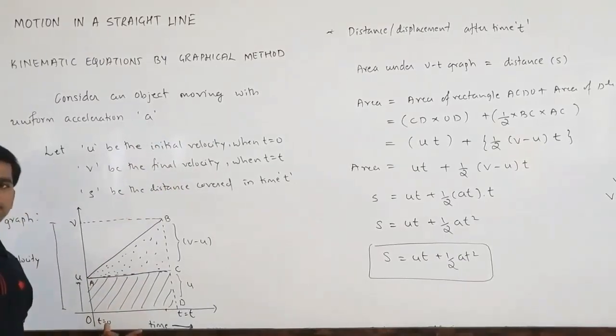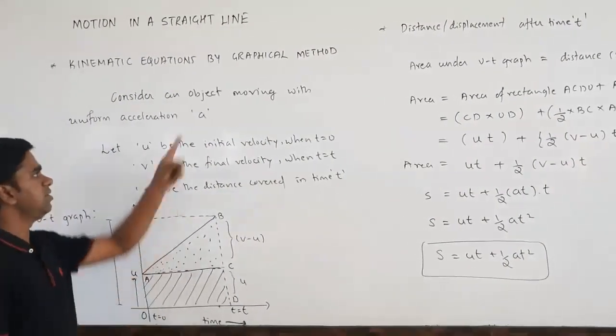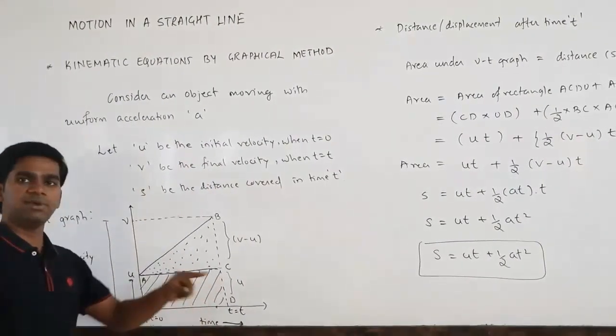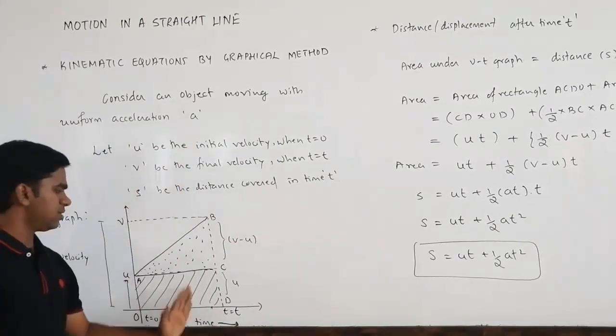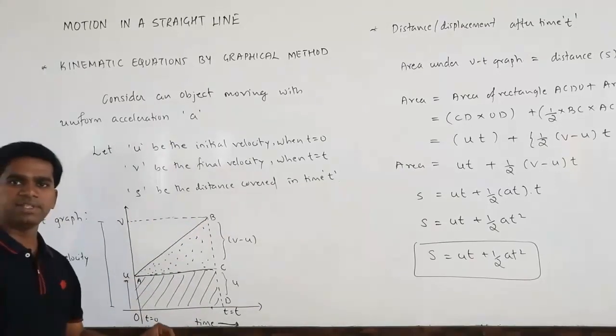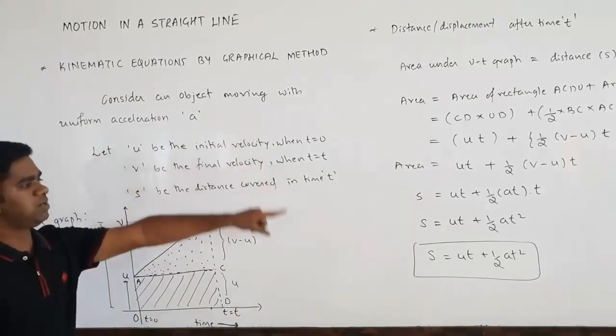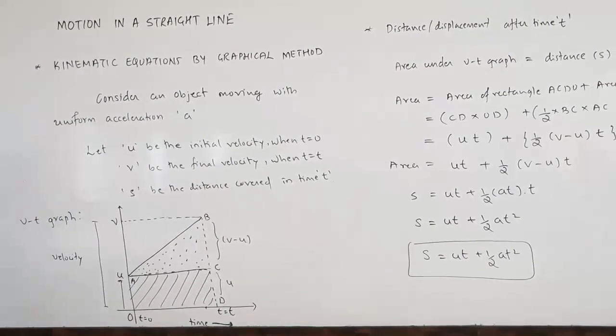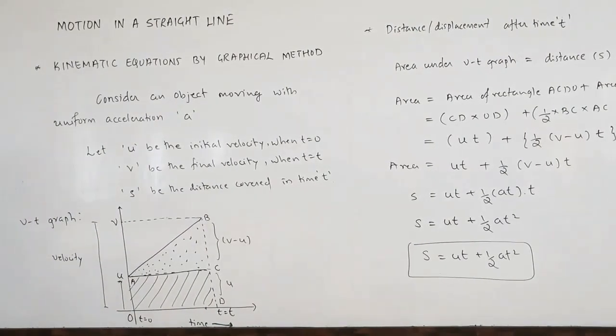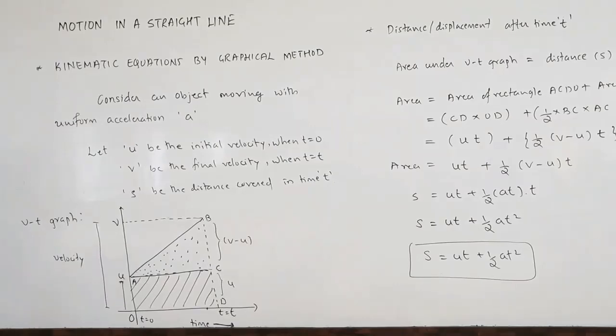You have to draw the graph. If they ask only the first equation, you have to write these things, draw the graph, and solve only the first equation. If they ask both, write it, draw the graph, first derive the first equation, then derive the second equation. It all depends on whether they are asking only the first equation, both, or only the second equation.